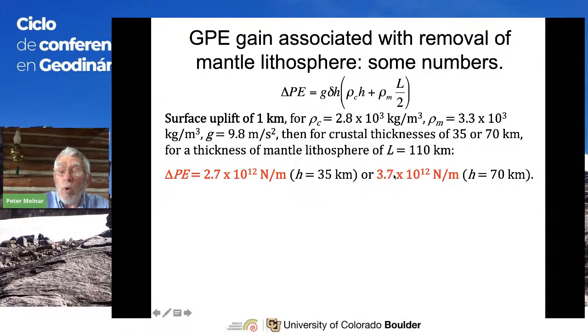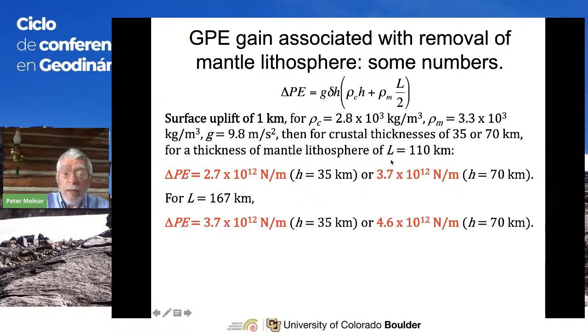Or you get a bit more if you have the thicker crust in here, because if you make crust 70 kilometers instead of 35, this term is bigger, and that accounts for the difference here. And if you go to the 167 kilometer case, where you remove 200 degrees C difference, then in that case, the numbers are a little bit bigger, but they're all in the same range of 3 or 4 times 10 to the 12th newtons per meter.